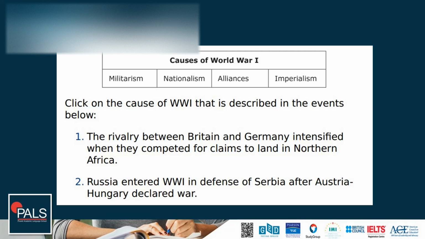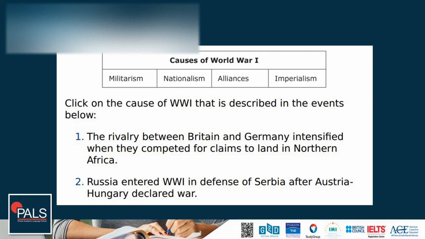Alright, I hope you had a chance to look at this and give it some thought. Number 1 says the rivalry between Britain and Germany intensified when they competed for claims to land in northern Africa. There was a rivalry between the European powers at the time, and this was a legacy of imperialism. We can deduce that this is related to imperialism because these lands they're competing for are in northern Africa, lands outside of the mother country. Lands outside of the mother country would be colonies or imperial territories, so that makes the most sense.